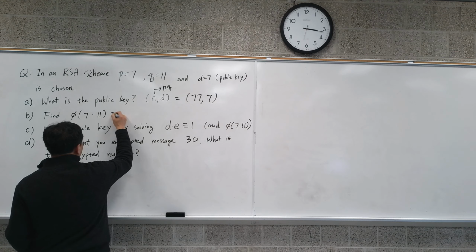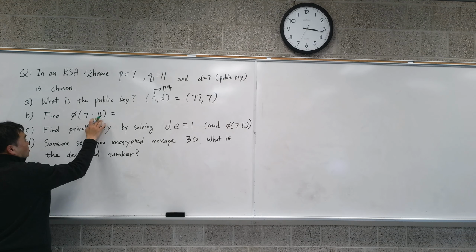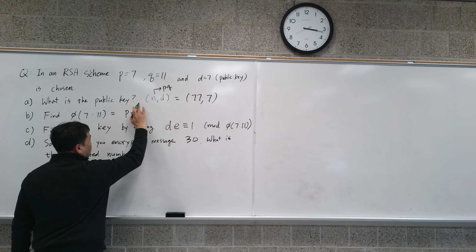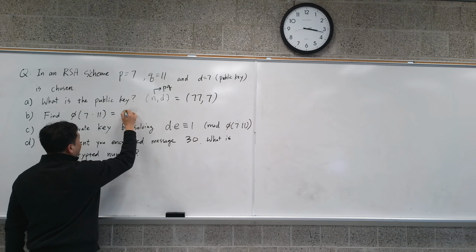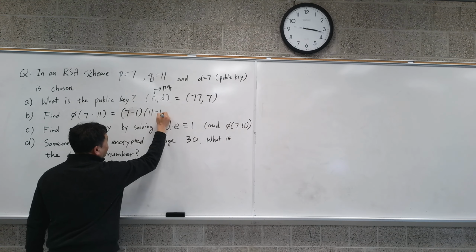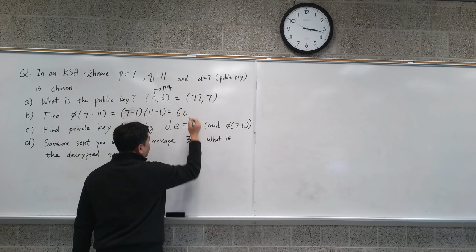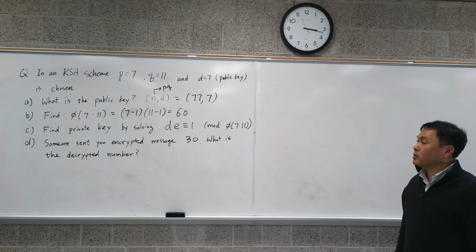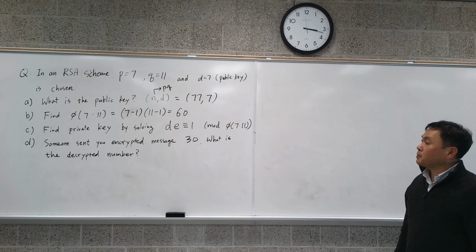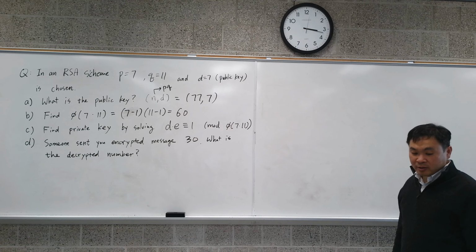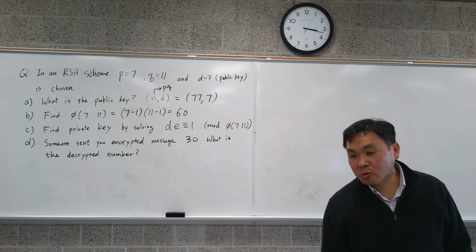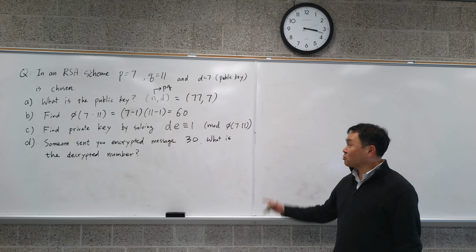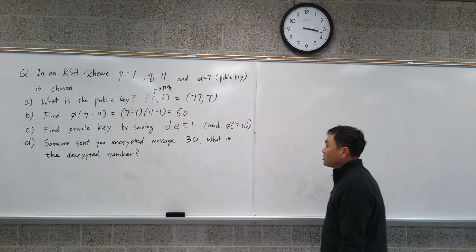for P times Q, if you have two prime numbers multiplied, then the Euler quotient function is simply P minus 1 times Q minus 1. So that's 7 minus 1 times 11 minus 1, which is 60. Okay. Now, you also need to have your own private key, which is accessible only by you, because you're the only person in the world that knows those two prime numbers P and Q.